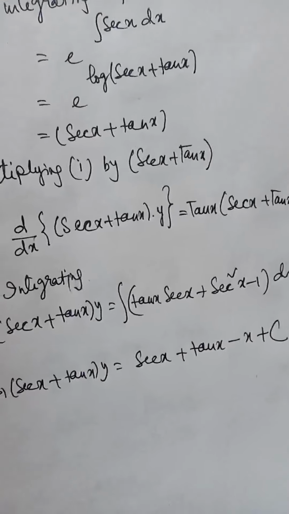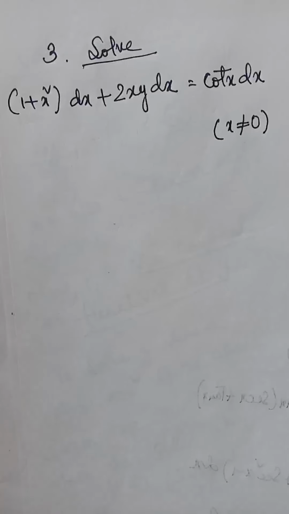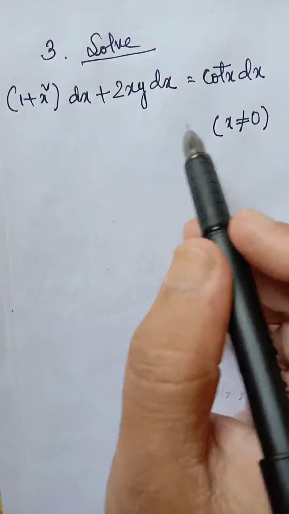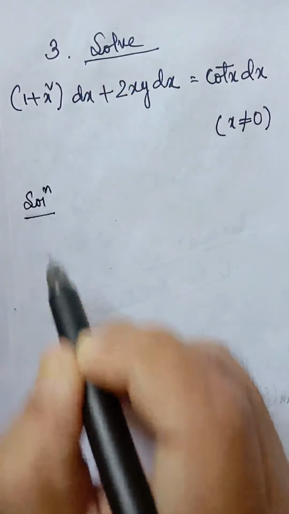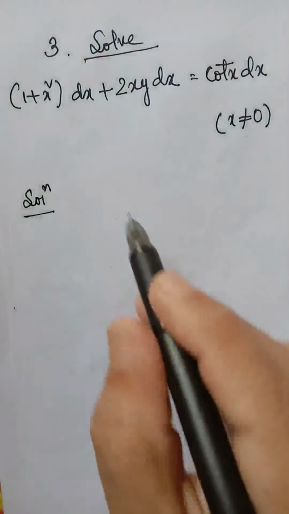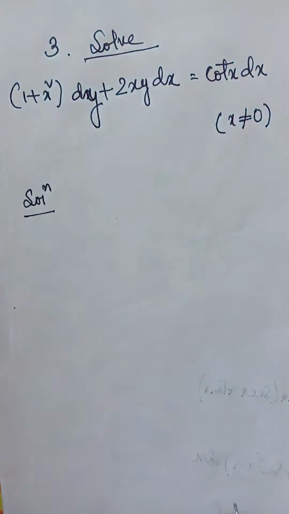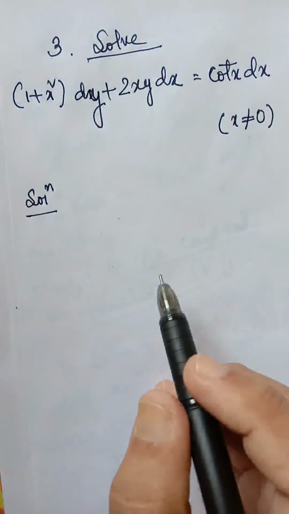Okay, so our next question is to solve the differential equation (1 plus x square) dx plus 2xy dx plus cot x dx. Here I have made a mistake. This will be dy, not dx. So our question is (1 plus x square) dy plus 2xy dx plus cot x dx.